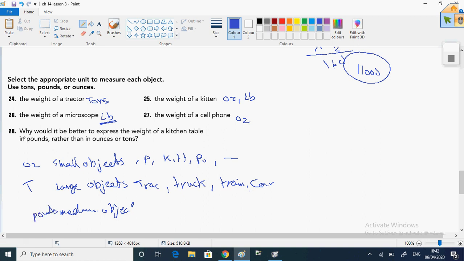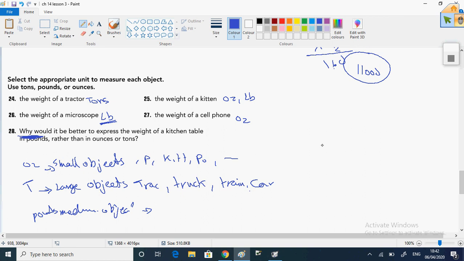So here the explanation, the answer will vary. That means different from any student to another one. So here you can explain anything. You can say I will use ounces for small objects, tons for large objects, and for the medium ones like tables, laptop, carpet or anything like that, medium objects, I will use pounds. Tables, chairs, something like that, I will use pounds.